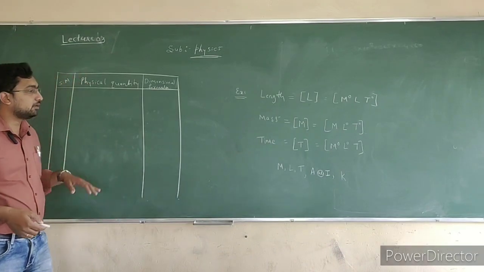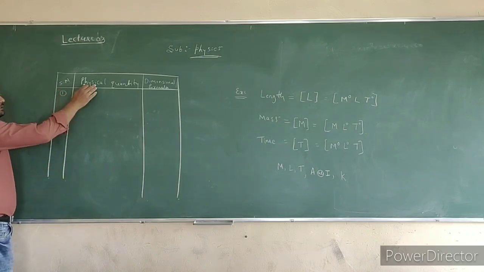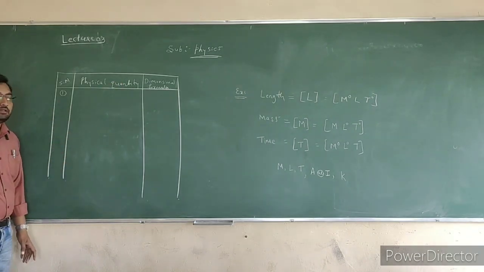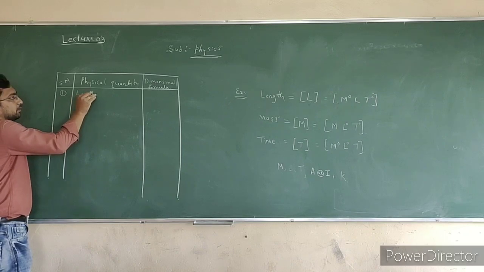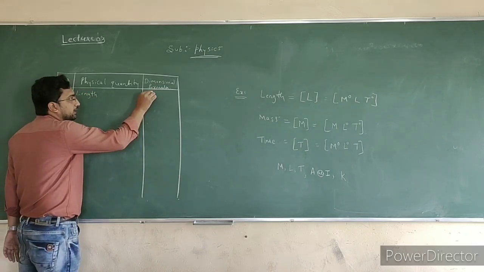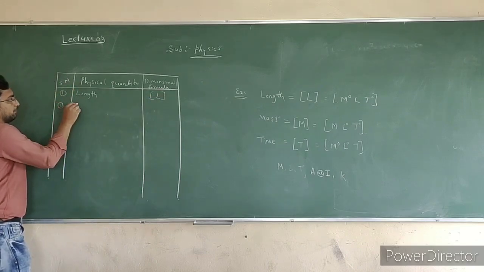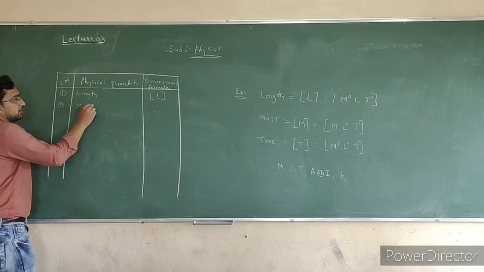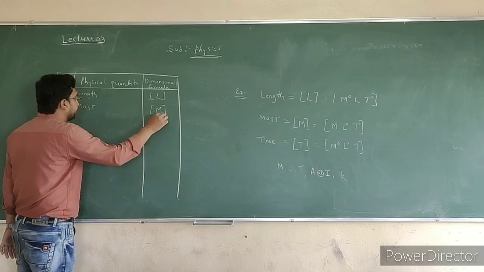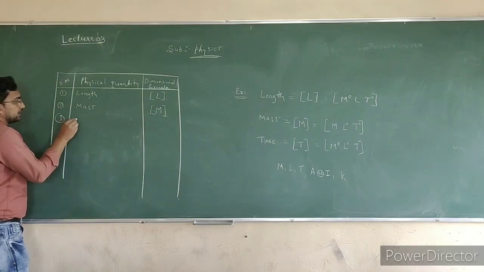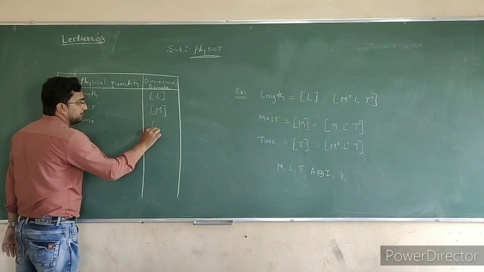Here is the list of some physical quantities, with serial number, physical quantity, and dimensional formula. The first one is length, with dimensional formula denoted by [L]. The second one is mass, denoted by capital M. The third one is time, denoted by capital T.